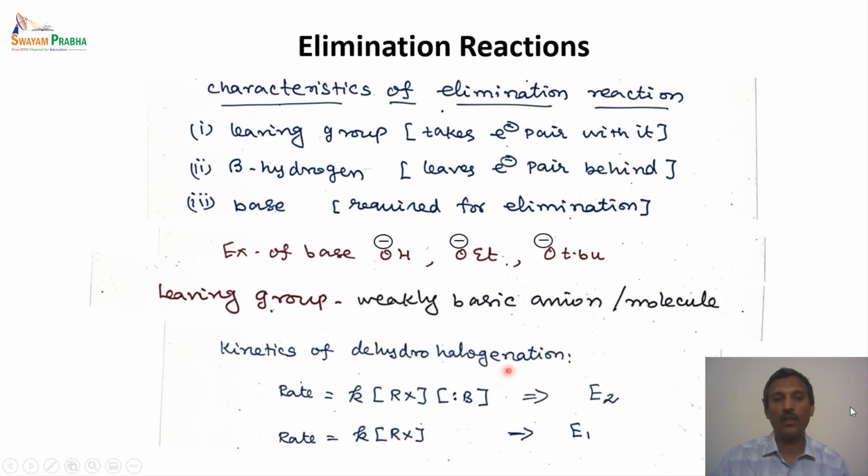When we talk about the kinetics of dehydrohalogenation, the rate is directly proportional to the concentration of the alkyl halide and the base. So in the rate determining step, these two concentrations are involved. That is why this reaction is called the E2 mechanism, or the second order kinetics elimination reaction. And if the reaction depends only on the concentration of the alkyl halide, then that is called the E1 mechanism. That is a unimolecular elimination reaction.